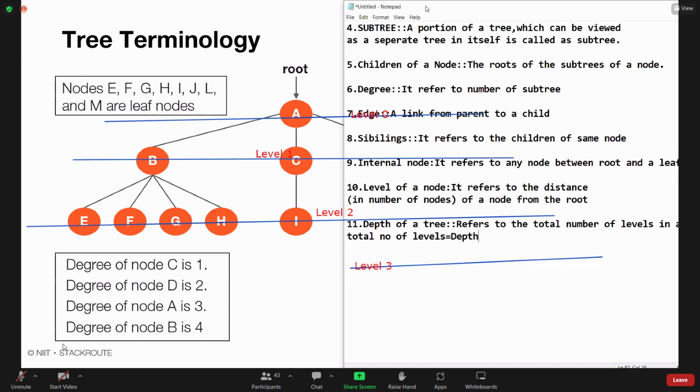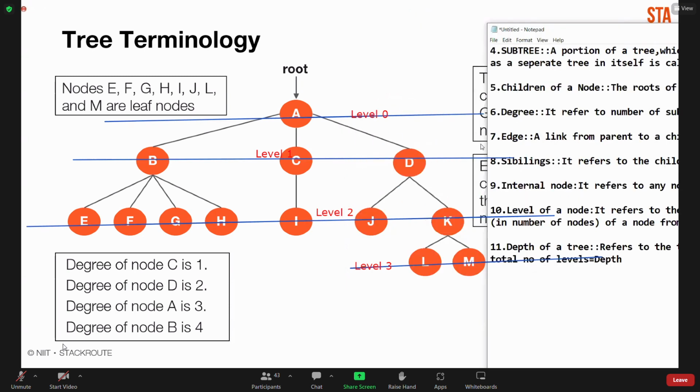So in order to represent level, we will go with level 0, level 1, level 2, level 3. If I count how many levels there are in the given tree, I have 0th level, first level, second level, and third level. So the total number of levels for the given tree is 4. So the number of levels is called the depth of a tree. Degree is different, depth is different, level is different. Ma'am, depth, can you repeat again?